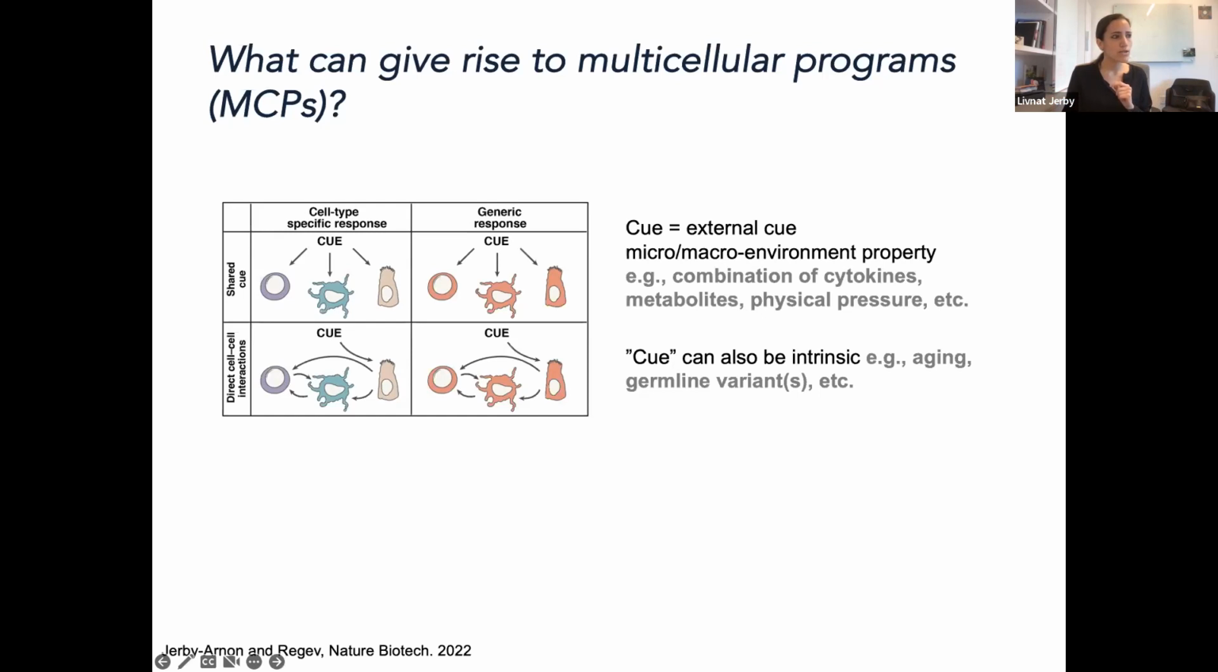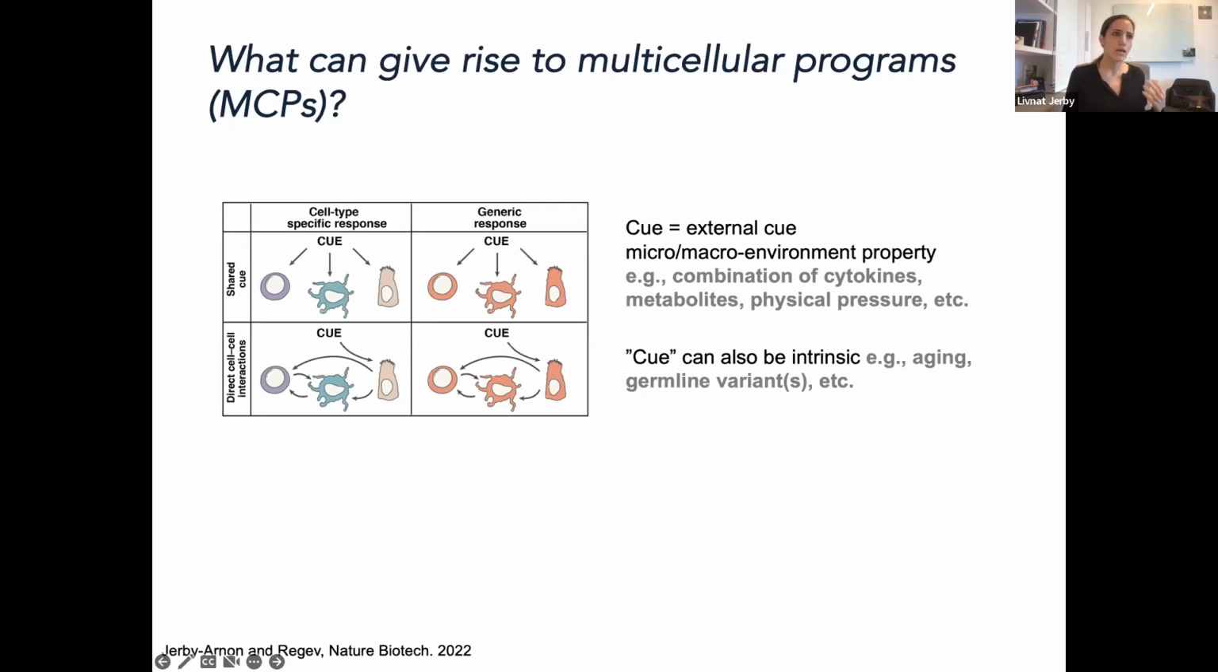But as you can see here in this figure, this is from our paper, this cue can impact the different cells in the same way, or it can impact them in different ways. And we actually see that this is usually what's happening. And there are also situations where it can impact one cell type and then propagate to impact the other cell types. So what is this shared cue?